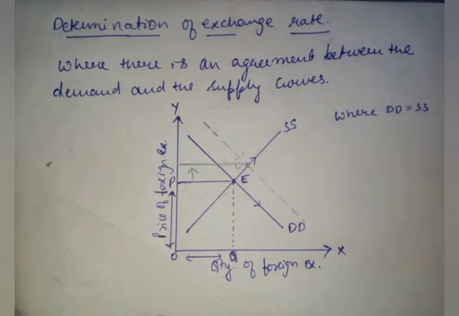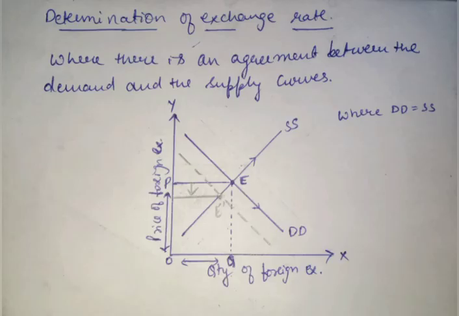Now let us consider the changes from the demand side. Suppose there is an increase in demand. It will lead to a rightward shift in the demand curve. A new equilibrium E dash will be formed, thus raising the price of foreign exchange.